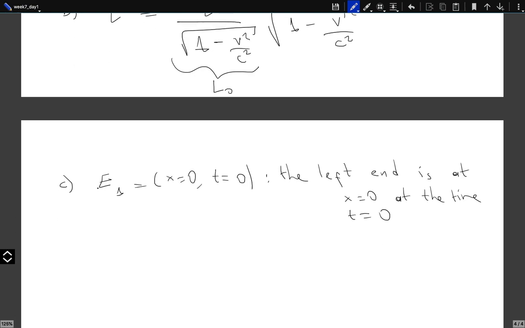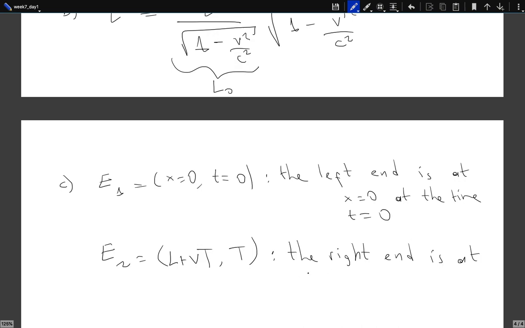Let me define a second event. Let's say it is at the time t, and it is at the point L plus vt. The right end is at x equals L plus vt at the time t equals capital T. So if we know this second event, we can determine the time of the second event. Just subtract the position of the left end from the position of the right end, this vt, and we can determine the length of the object.